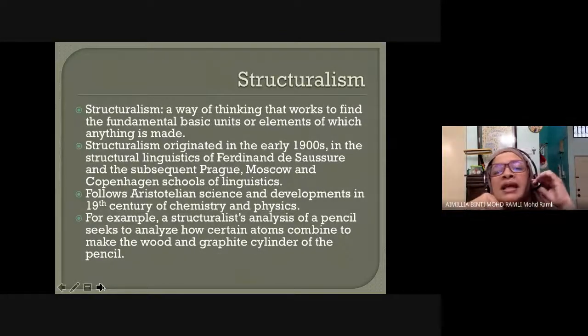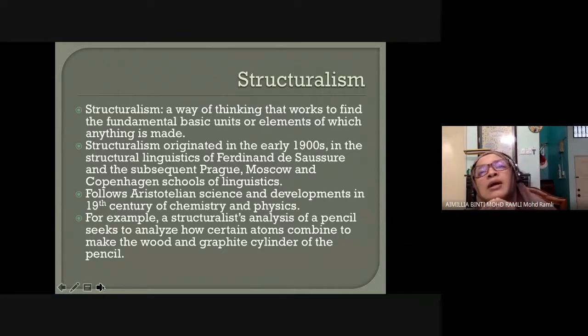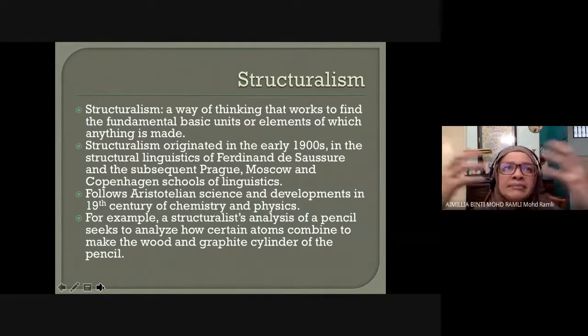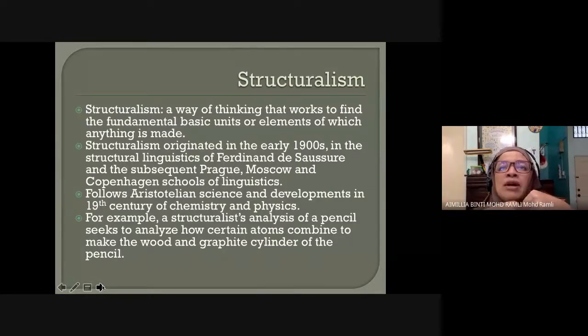Structuralism is a way of thinking that works to find the fundamental basic units or elements of which anything is made. Structuralism originated in the early 1900s in the structural linguistics of Ferdinand de Saussure and the subsequent Prague, Moscow, and Copenhagen schools of linguistics. So structuralism basically is a way of thinking that says we must analyze structures in order to know about the thing that is created in front of us. So everything in this world, according to structuralism, has a structure. And it was founded by Ferdinand de Saussure, who is obviously a Frenchman.